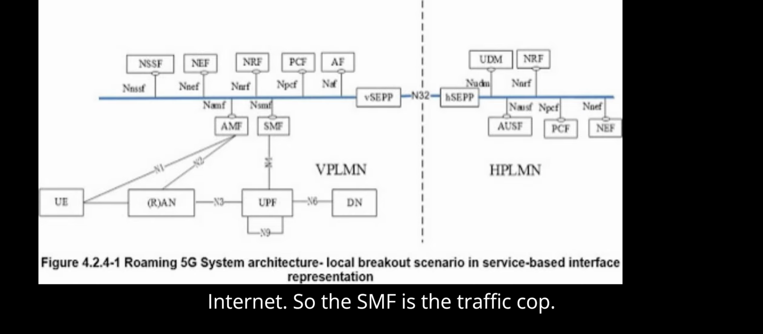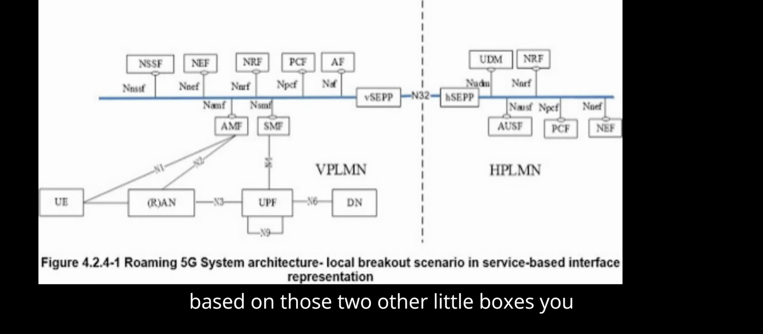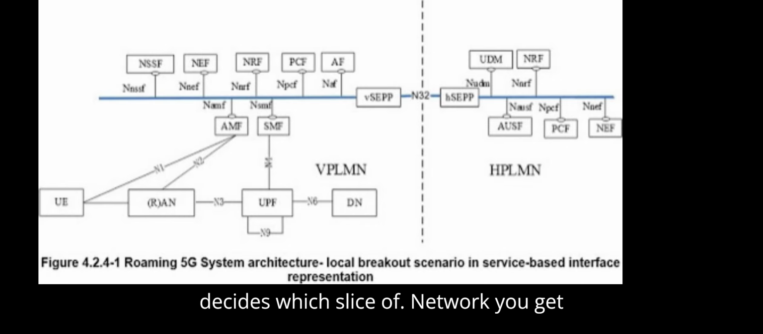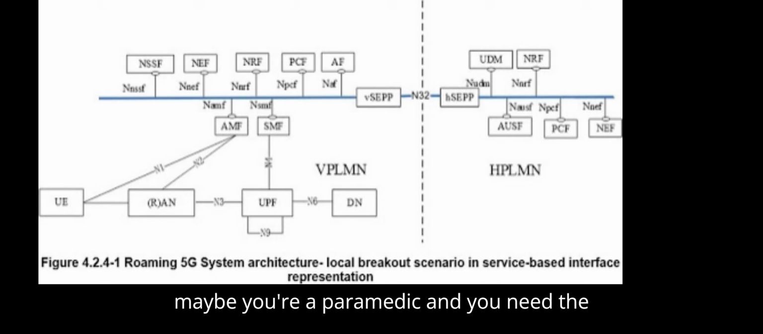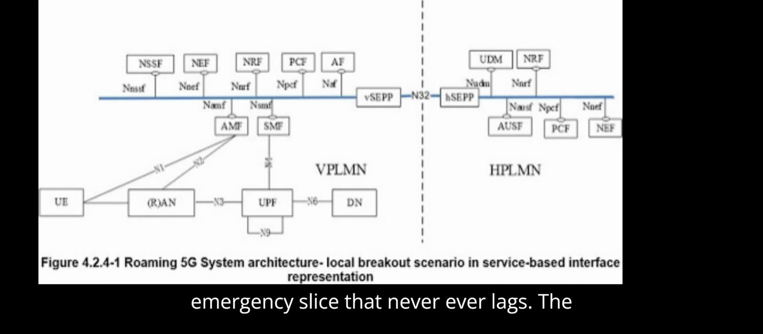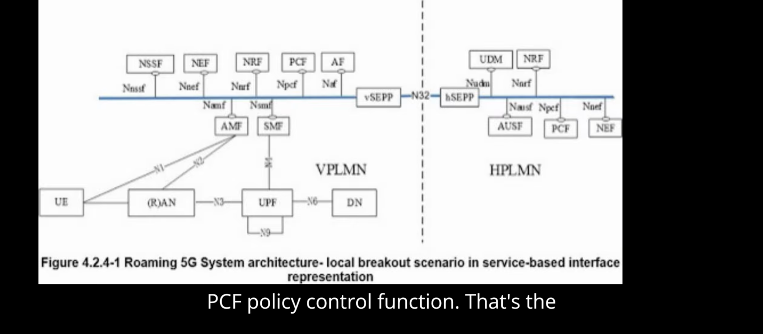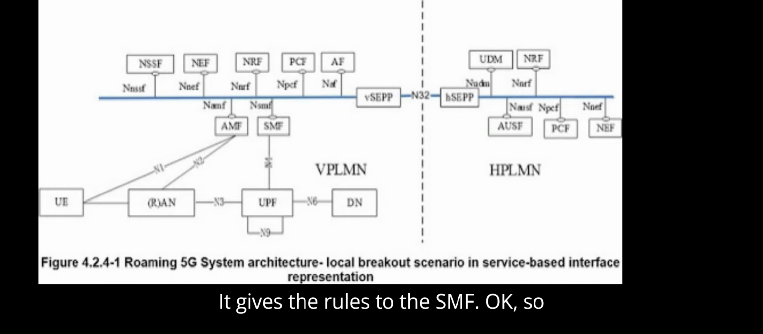Exactly. And the SMF makes its decisions based on those two other little boxes you see there, the NSSF and the PCF. NSSF, network slice selection function. That decides which slice of the network you get. In 5G, we can virtually slice up the network. So maybe you're a regular tourist, you get the standard slice. But maybe you're a paramedic, and you need the emergency slice that never, ever lags. The NSSF picks the right lane for you. And the PCF. Policy control function. That's the rule book. It checks your plan. Do you have gold status? Are you being throttled? It gives the rules to the SMF.